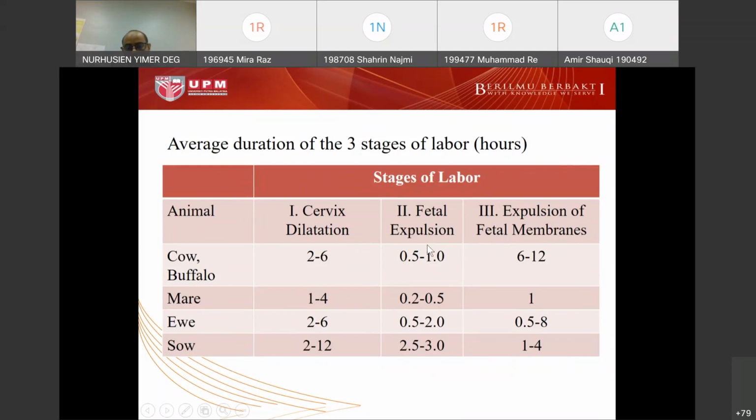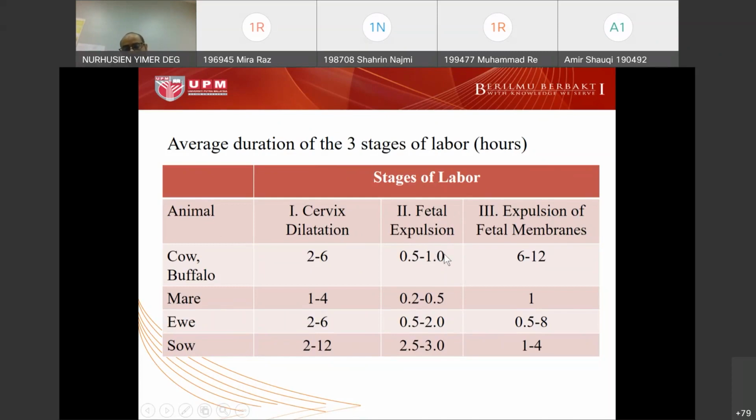And then stage 2 is the shortest time period for all species of animals compared to the other stages. It will take half an hour to 1 hour for the fetus to be expelled. Once you have the cervix completely dilated, the breakdown of the fetal membranes, the water bag, and then removal of the fetus is going to happen within 1 hour.